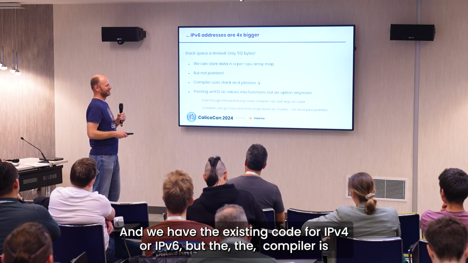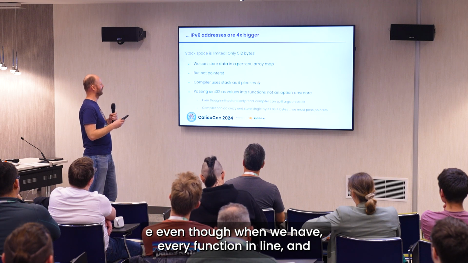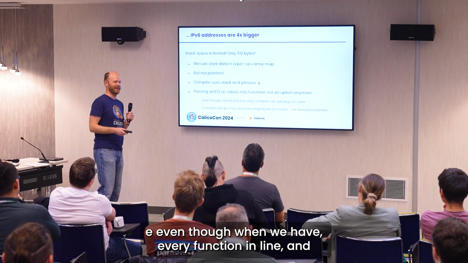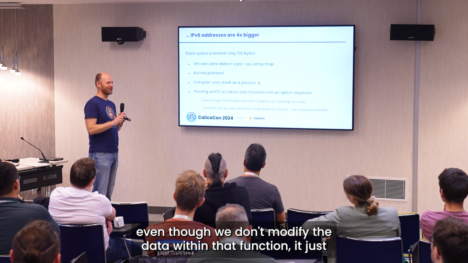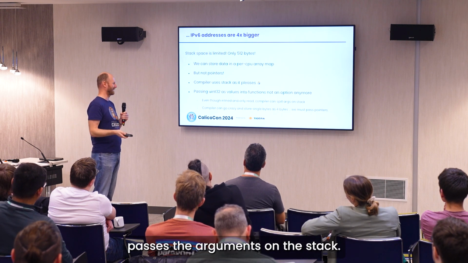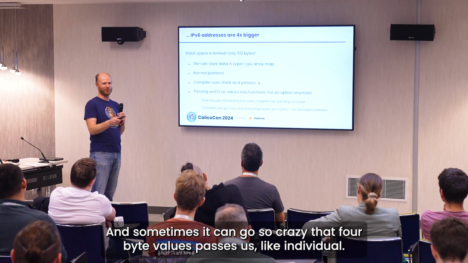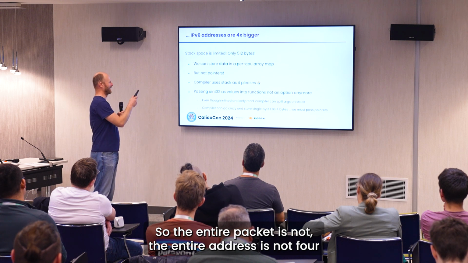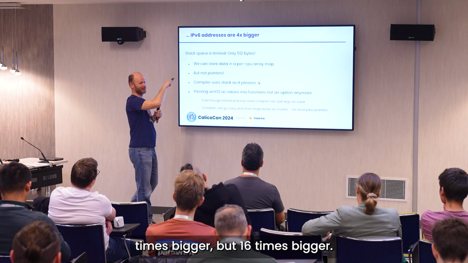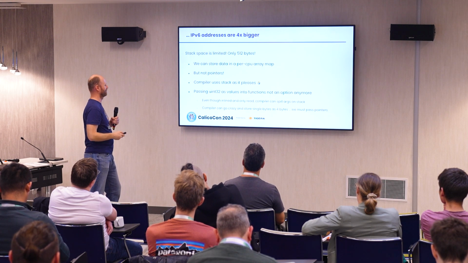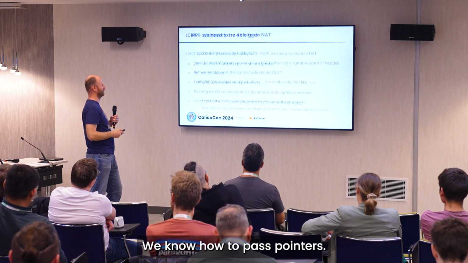the compiler is free to spill anything on the stack, even though we have every function inlined, and even though we don't modify the data within that function, it just passes the arguments on the stack, and sometimes it can go so crazy that 4-byte values are passed as individual bytes. So the entire address is not 4 times bigger, but 16 times bigger. And to tweak that, again, took us some time. We now have to pass pointers.